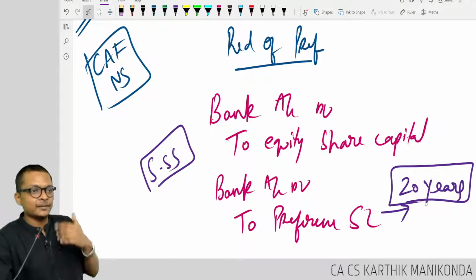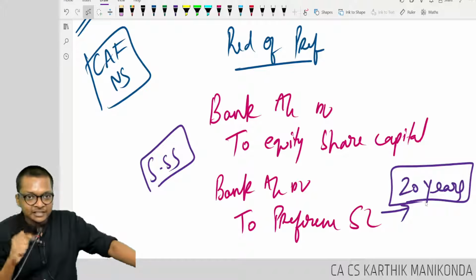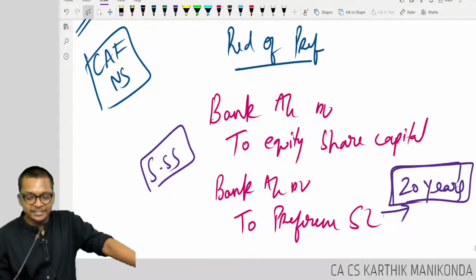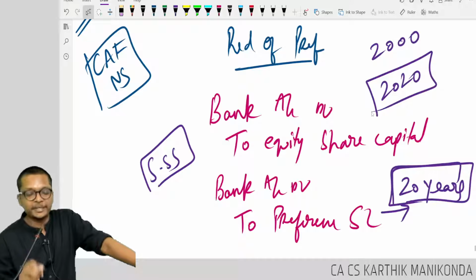See, debentures I have to repay. Loan I have to repay. Equity shares should I repay? No need. But preference shares I have to repay. Are you understanding, guys? Preference shares should be repaid within 20 years. So if I issued preference shares in the year 2000, by 2020 I should have repaid.